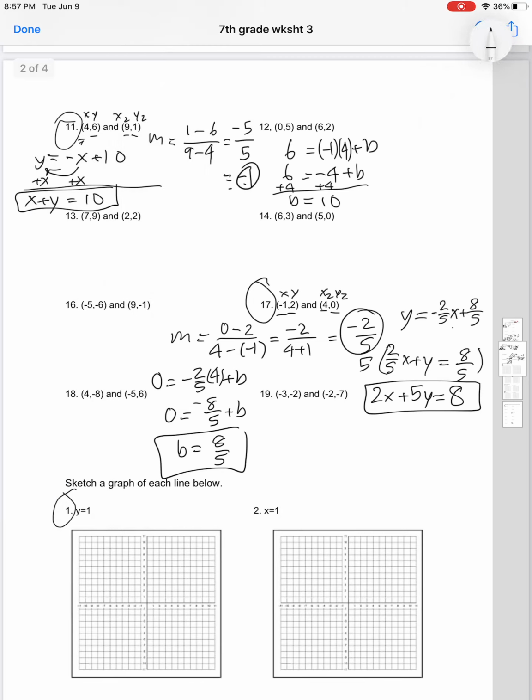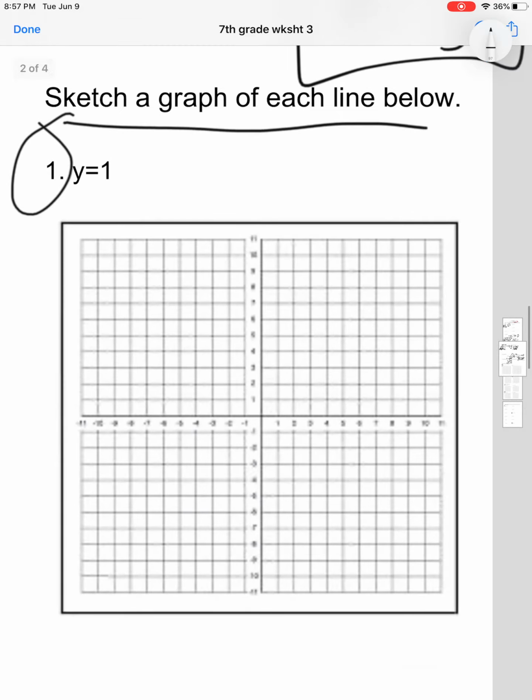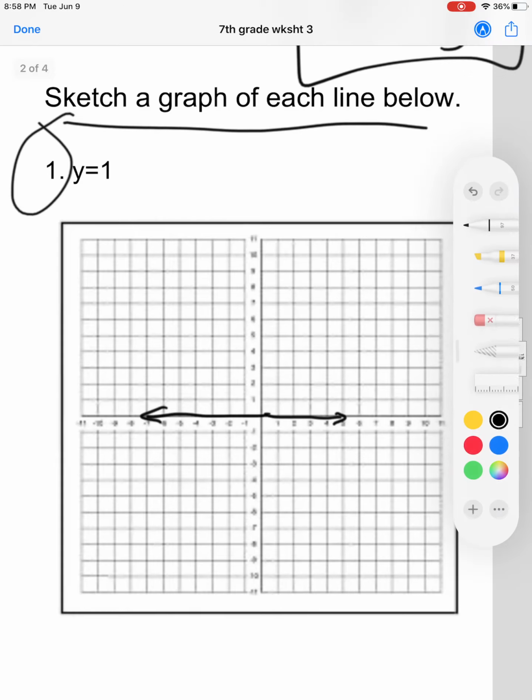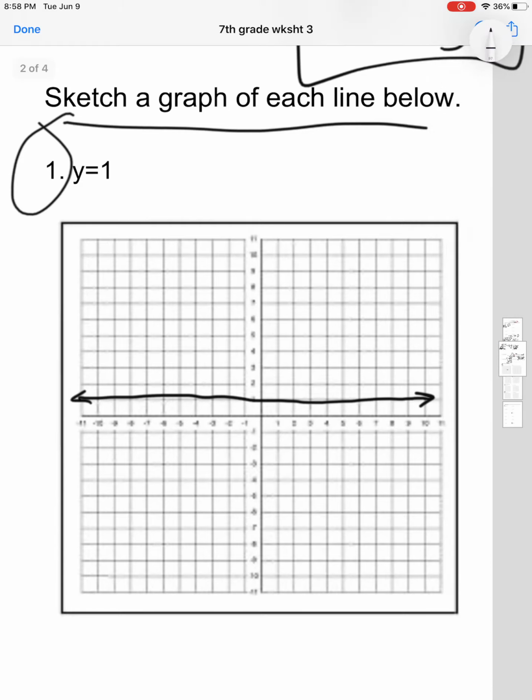Now, this is pretty simple and pretty basic. Sketch a graph of each line below. Now you have y equals 1, right? So when y equals 1, when x increases, y is still 1. When x decreases, y is still 1. So basically what you're saying is that y will always be 1. So this is going to be how your line will look. Because no matter which point x is, y is always going to stay as 1.